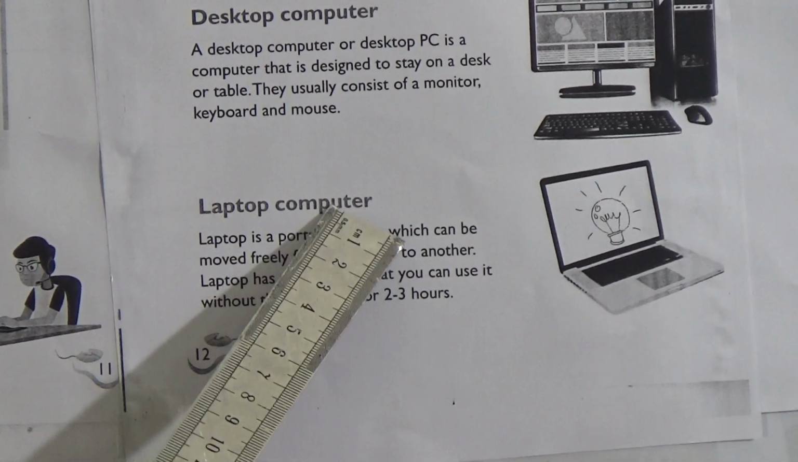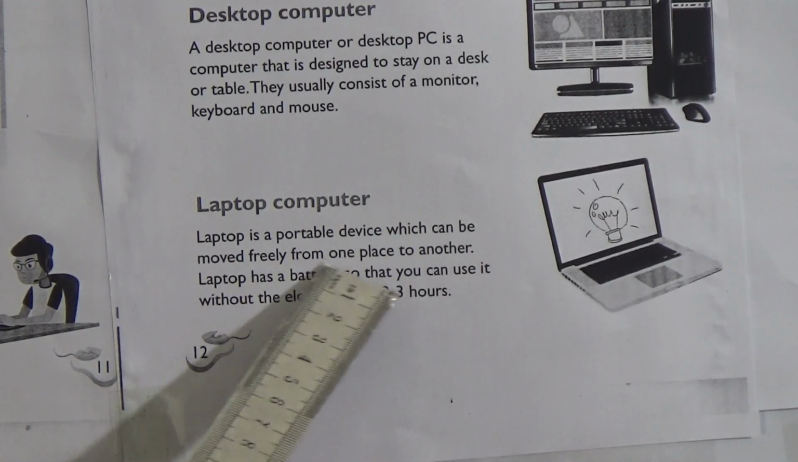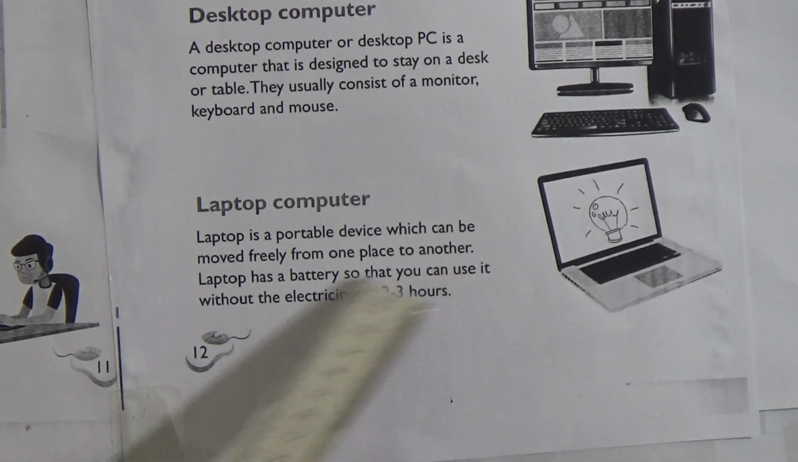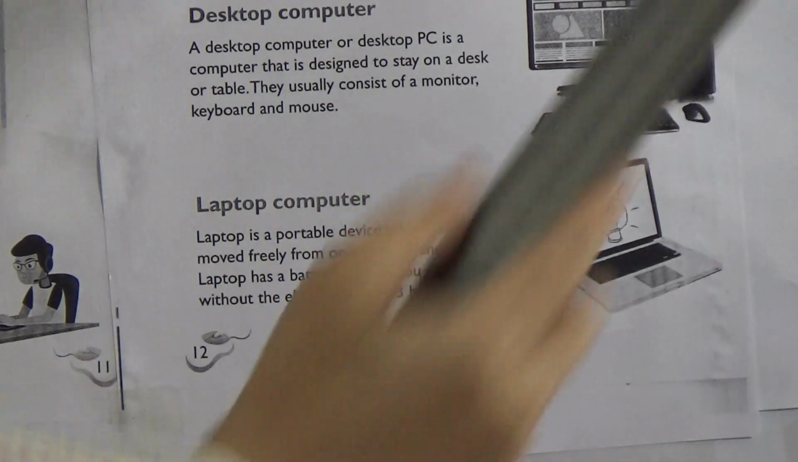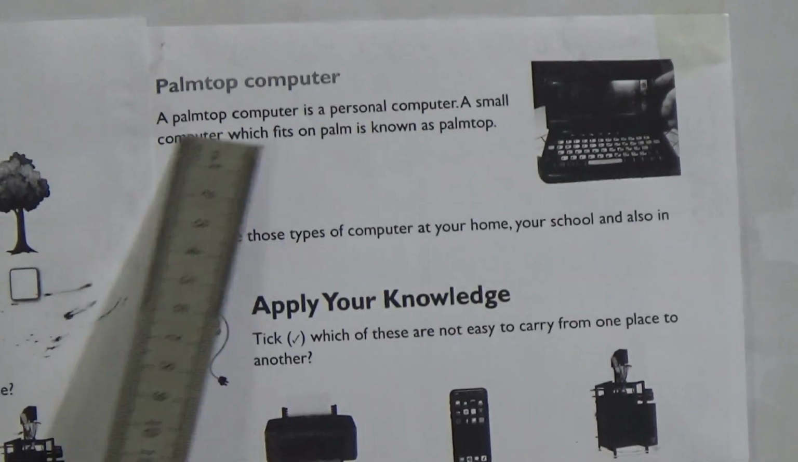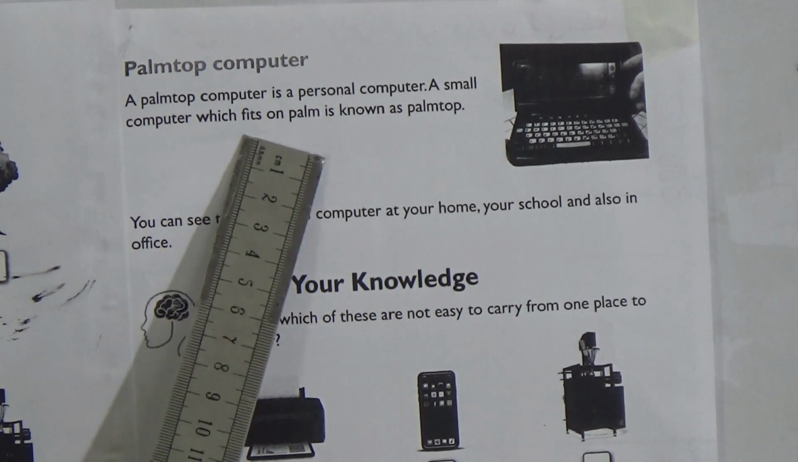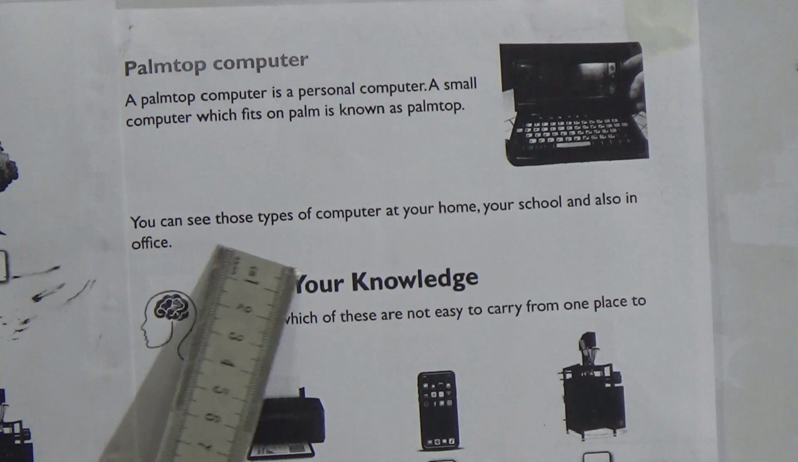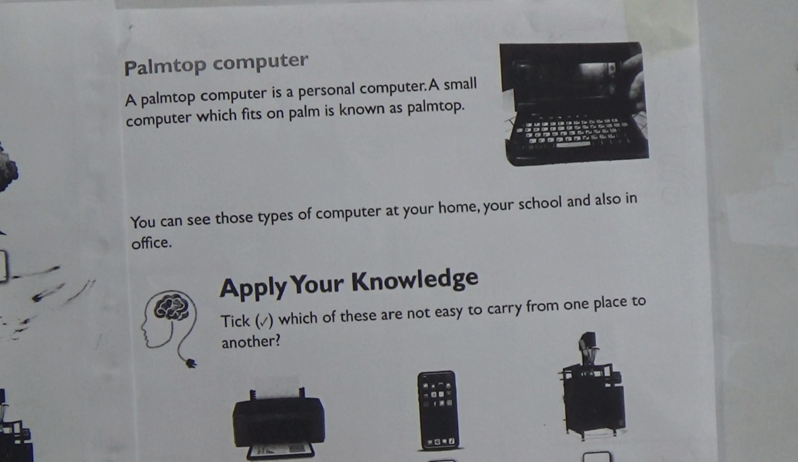Then laptop computer. Laptop is a portable device which can be moved freely from one place to another. Laptop has a battery so that you can use it without electricity for 2 or 3 hours. And last one is palmtop computer, and it's a mini computer or small computer. A palmtop computer is a personal computer. A small computer which fits on the palm is known as palmtop computer. So you can see these types of computer at your home, your school and also in your office.